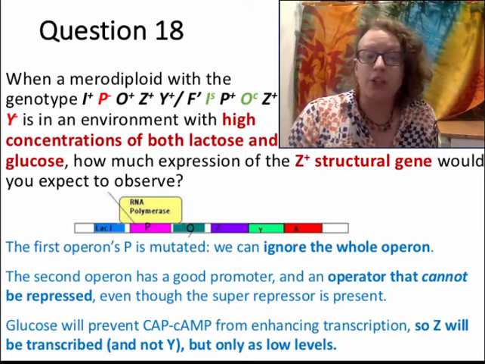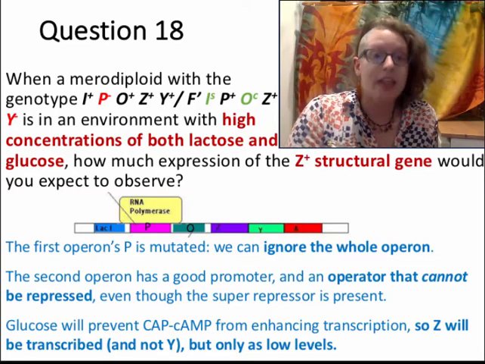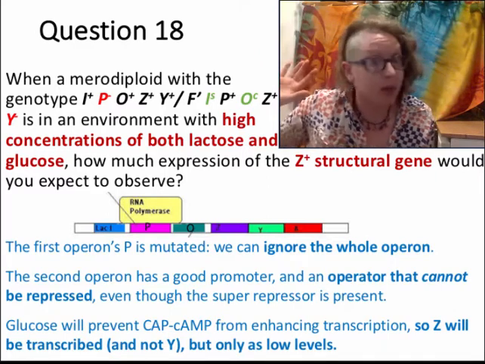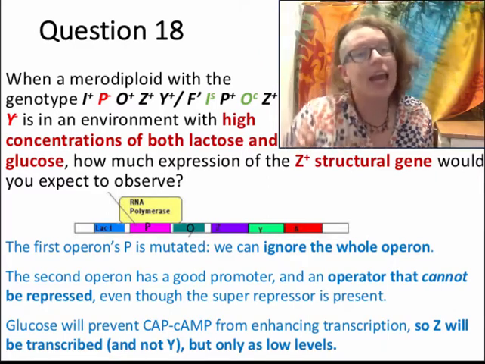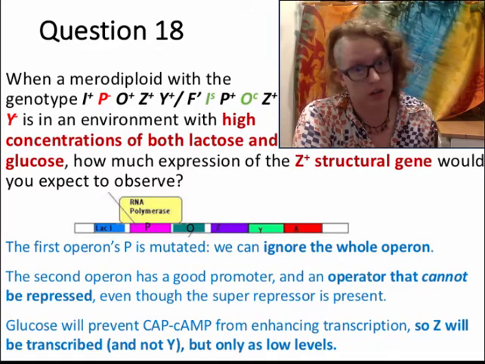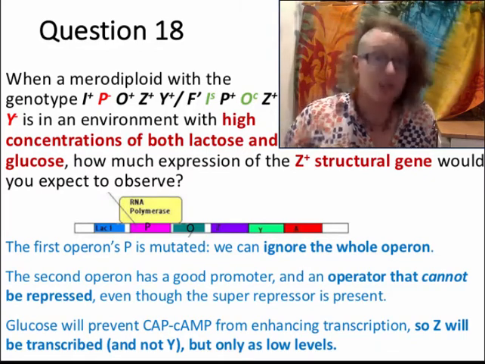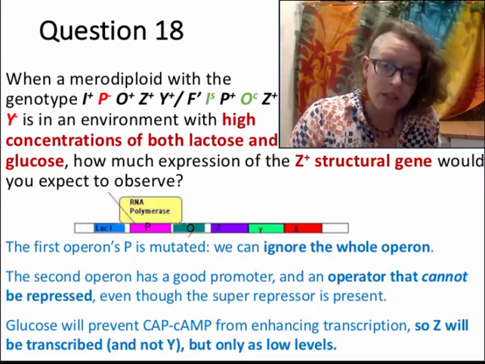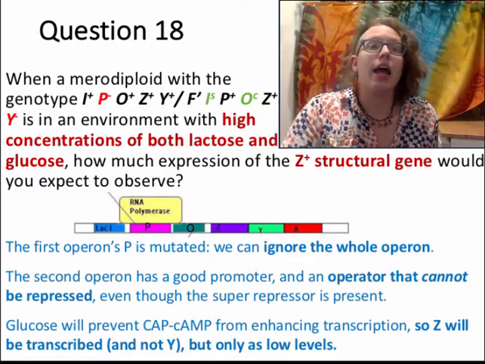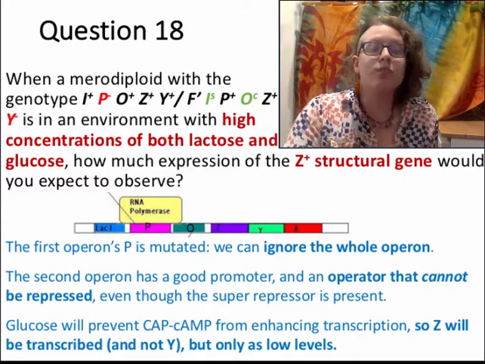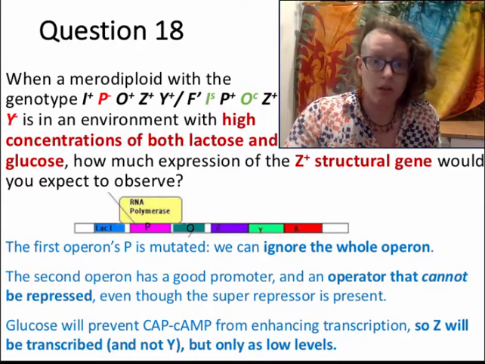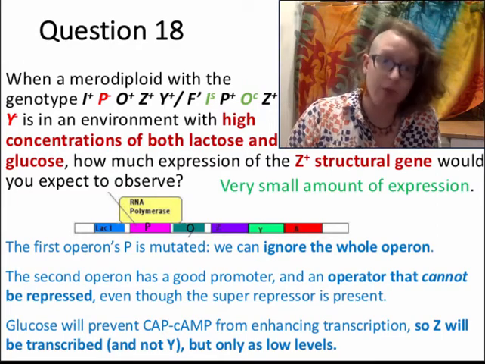Even though the superrepressor is there, and theoretically it should be repressing whether or not we have lactose, it can't interact with our constitutively active operator. However, there's glucose present, which will prevent CAP-cAMP from increasing RNA polymerase's recruitment. So we're going to have a very small amount of expression.